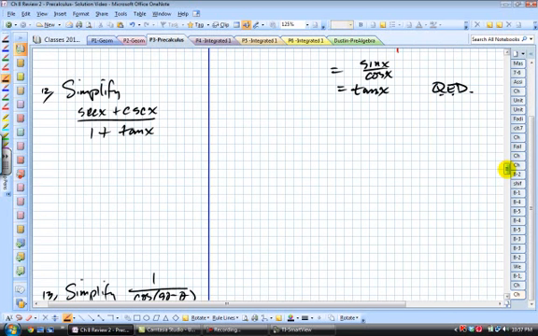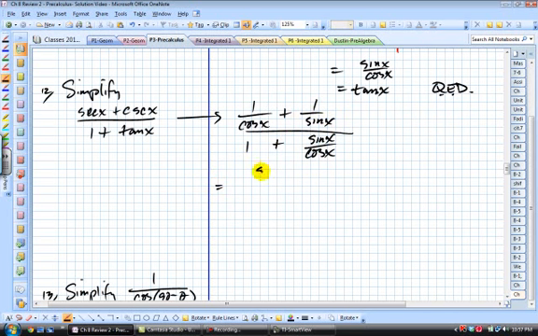Now let's do some simplifications here, just straight simplify. So 1 divided by cosine x plus 1 divided by sine x, all divided by 1 plus sine x divided by cosine x. We need to simplify this expression. So we're going to combine here. I get sine x plus cosine x divided by cosine x times sine x. That's the numerator here. Just the three product rule, 1, 2, and the 3.